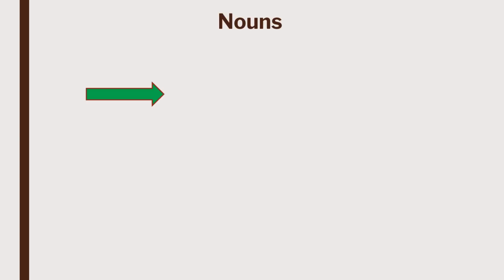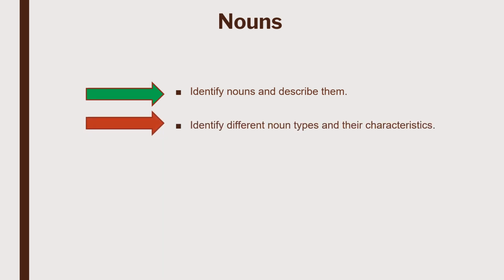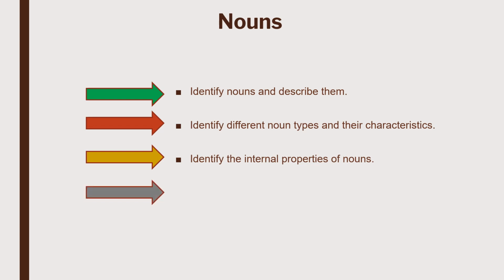We are going to identify nouns and describe them. We are going to identify the different noun types and their characteristics. We are going to identify the internal properties of the nouns, that is to say the morphological criteria, and the contexts where these nouns appear in the sentence.